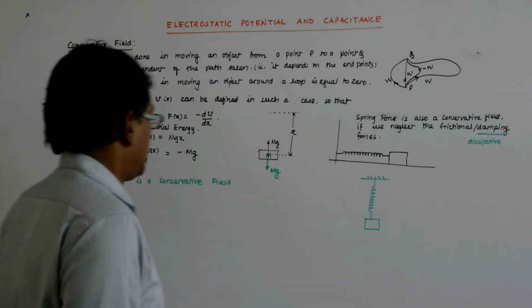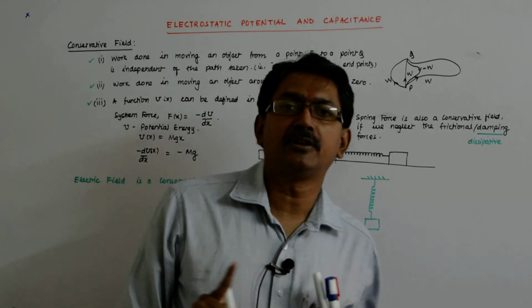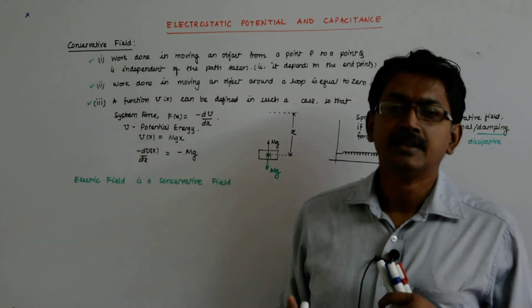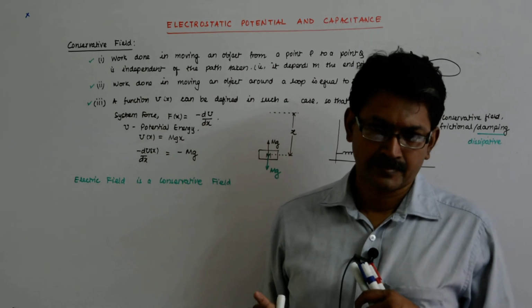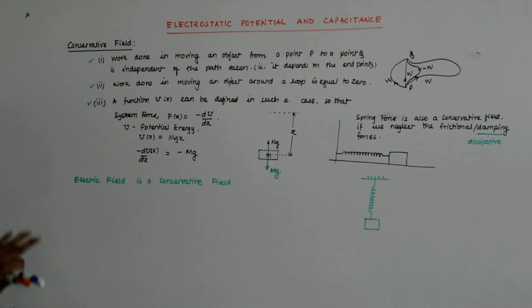So electric field is a conservative field, so it'll follow all these things, and we should be able to define a thing called potential energy there as well. And that's what we'll precisely do next.